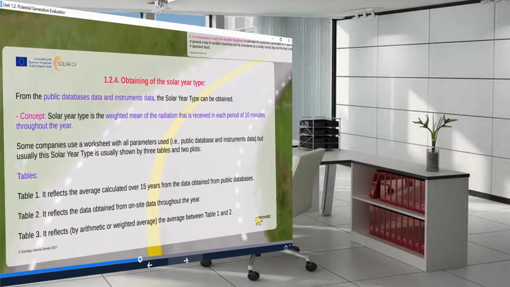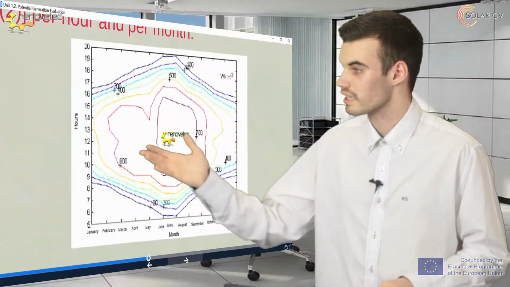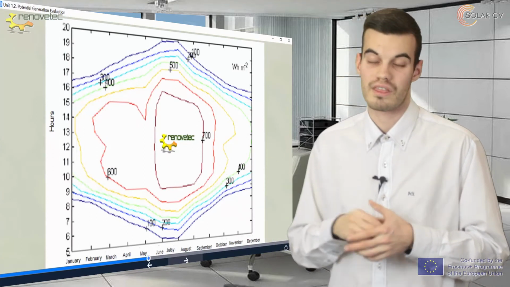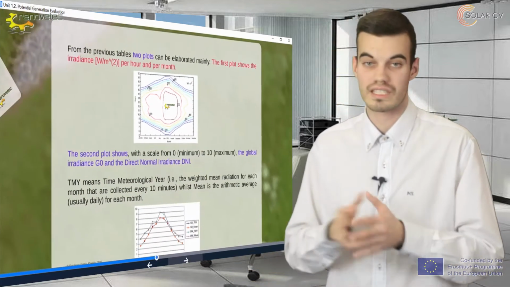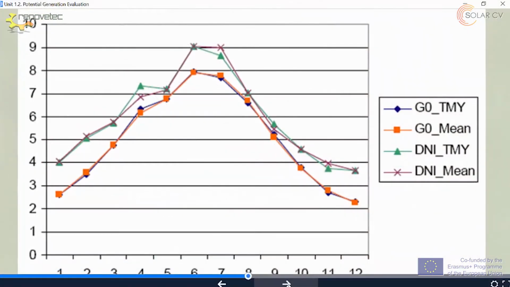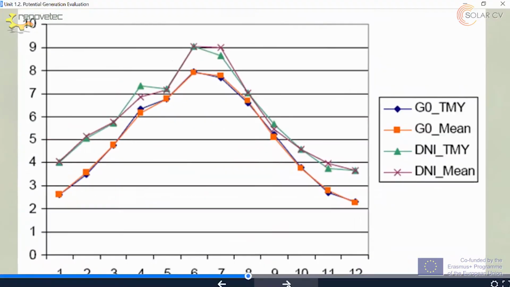And now we can elaborate two plots. In the first plot, we are able to see the irradiance, that is watts per square meter, per hour and per month. So really we are going to see the irradiation. And the second plot, with a scale from 0 as the minimum to 10 as the maximum, shows the global irradiance and the direct normal irradiation, DNI. And here we can see that we have the typical meteorological year, which is the weighted mean, and the mean, which is the arithmetic mean.